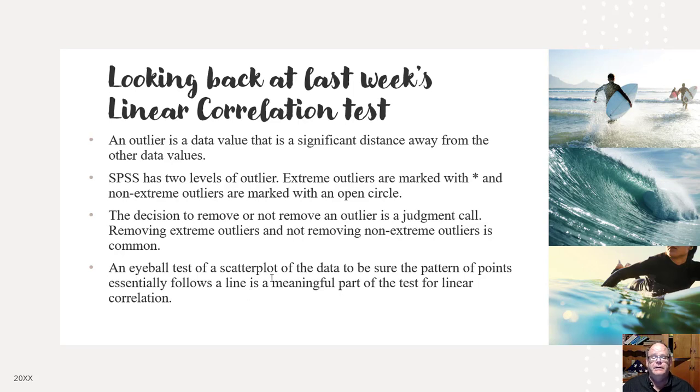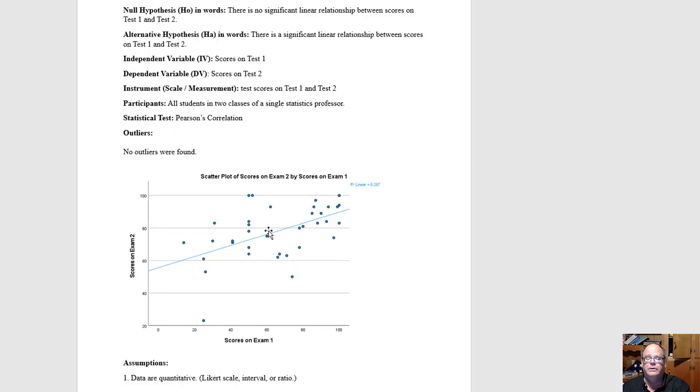All right, looking back at last week's linear correlation. Okay, so a reminder about what an outlier is. Let's go back to the linear correlation. Here's the scatter plot of our points. We put a line in there just as a reference, and with the line it kind of helps to see that the points do generally follow it, right? And you look at this one down here.